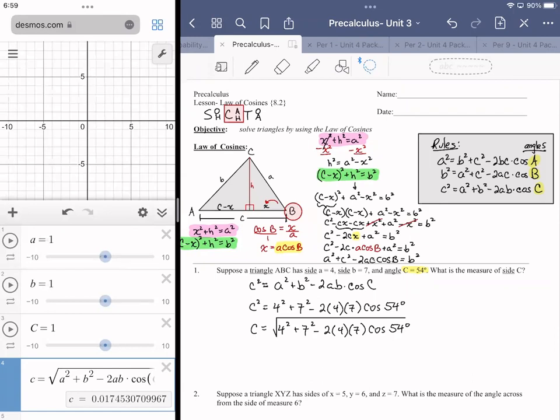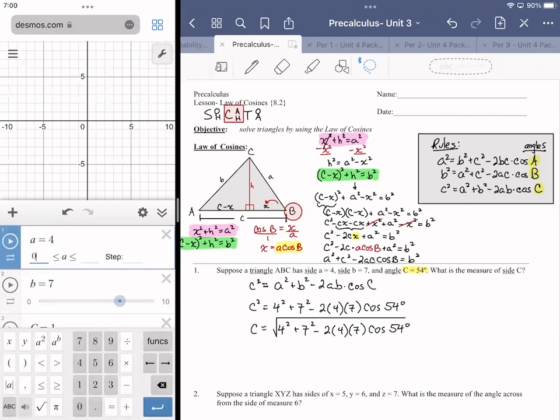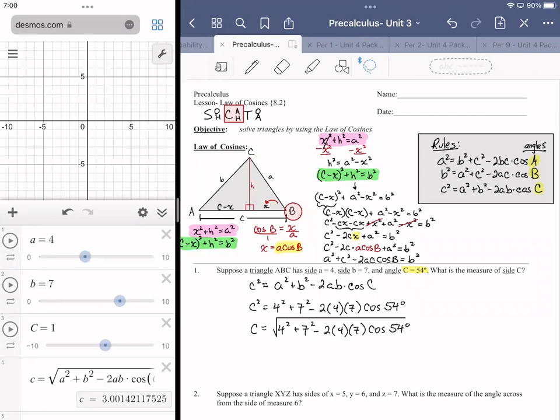My a value is 4. My b value is 7. Now these are sides of a triangle. There's no reason why we would have any negative values involved here. So when I'm setting up my parameters on the low end, I'd make those both 0, so I don't ever have to worry about having anything negative. And same thing for the angles.